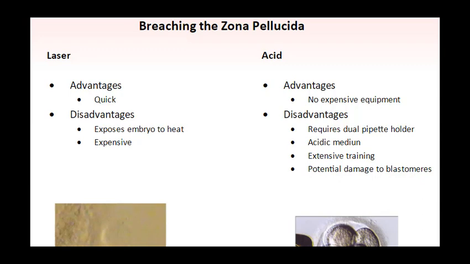An alternative to breaching the zona with a laser is the use of an acidified medium such as acidified tyrodes. This method was used before the advent of the laser method. However, the majority of biopsy cases today are performed using a laser.